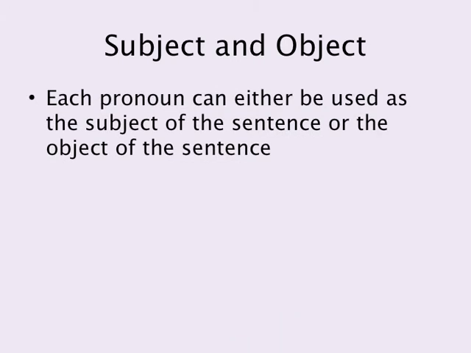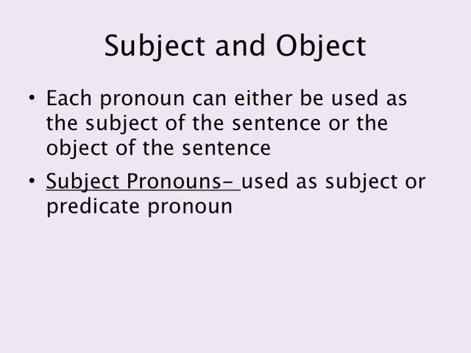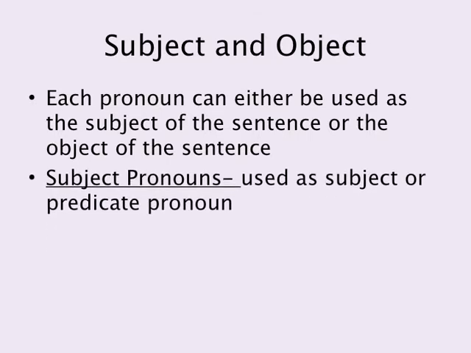They're split into two categories because they can either be a subject pronoun or an object pronoun. So a subject pronoun can be used as the subject or the predicate pronoun. Now what a predicate pronoun is, where we have the linking verb and then you have a predicate noun, well, you can also have a predicate pronoun after the linking verb, such as it is she. She's a pronoun. It's not a noun, so we're going to call it a predicate pronoun, not a predicate noun.